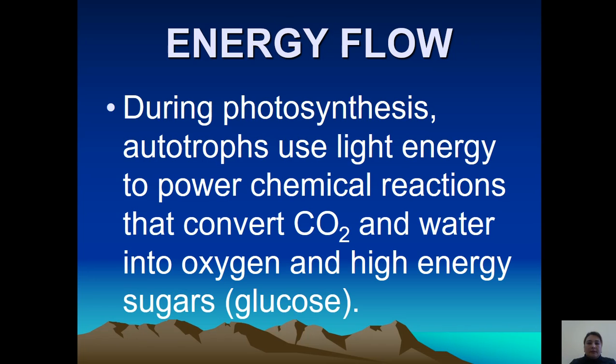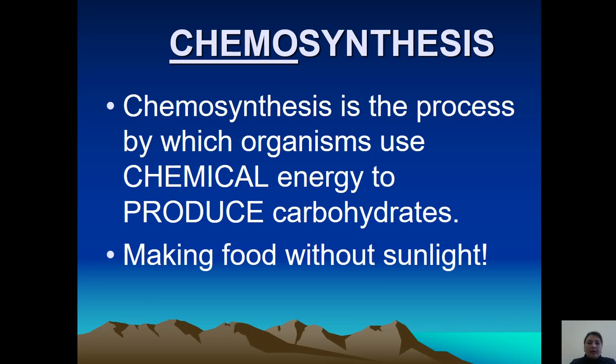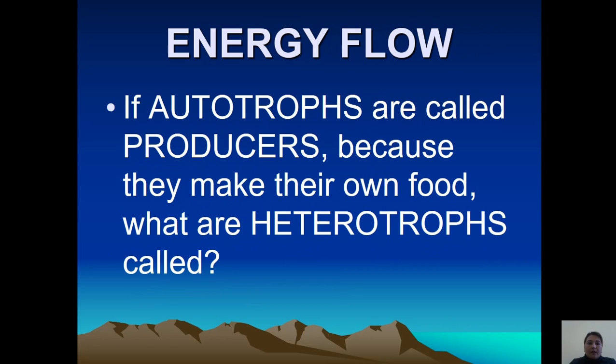during photosynthesis, autotrophs use the light energy to power chemical reactions that convert CO2 and water into oxygen and high-energy sugars. And chemosynthesis. Chemosynthesis is a process by which organisms use chemical energy to produce carbohydrates. And energy flow, autotrophs are called producers because they make their own food.